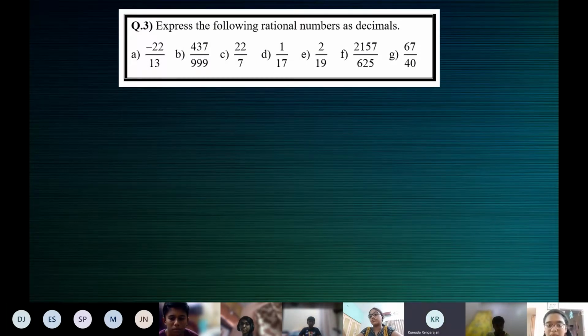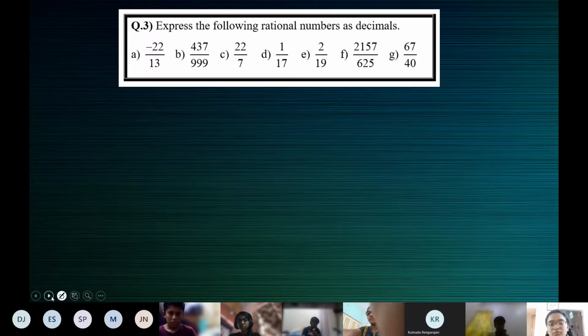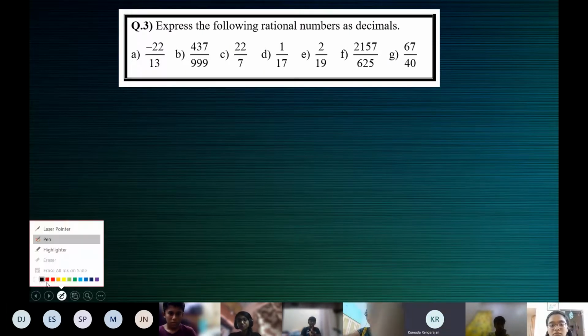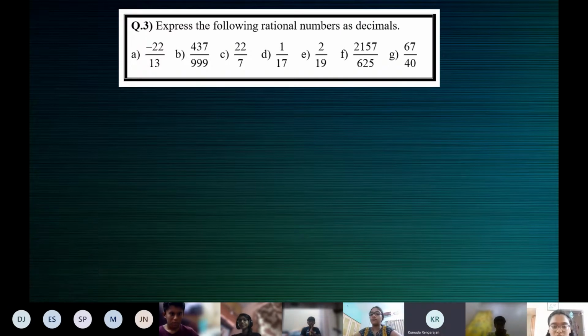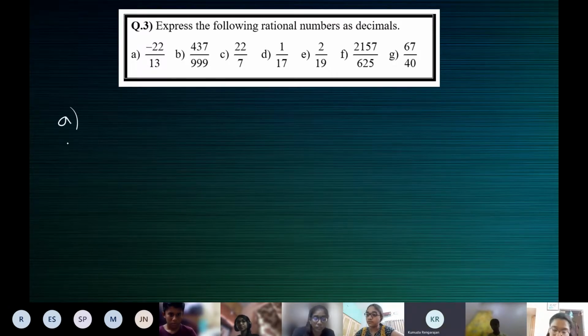Yes, these divisions. So this will be a weekend assignment for you. Look at the heading: express the following rational numbers as decimals. As decimals, you must do this division. You will realize so much when you do this division. All of you must do this division. This is the regular, usual division. Wait, let me show you one. So now see the heading: express the following rational numbers as decimals. So how do we do the first one?